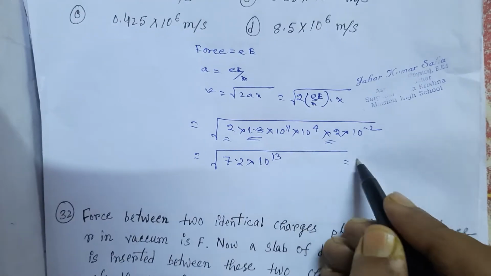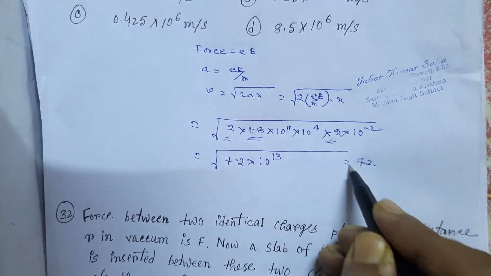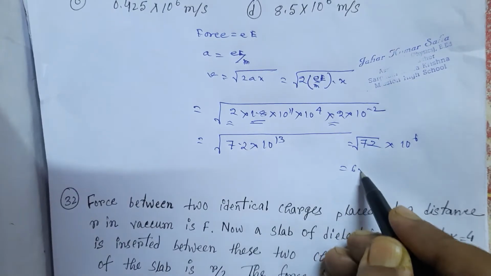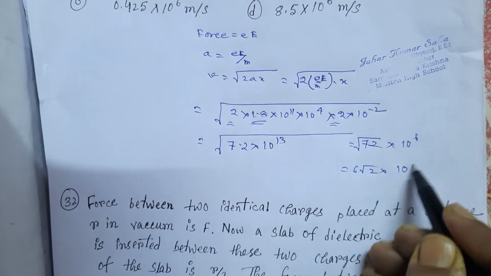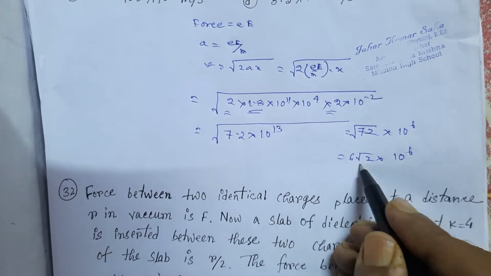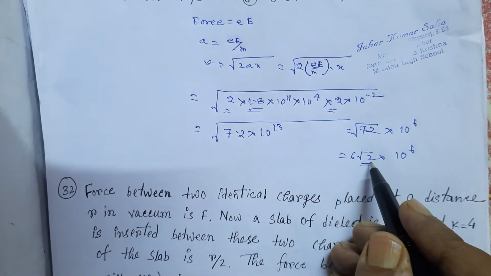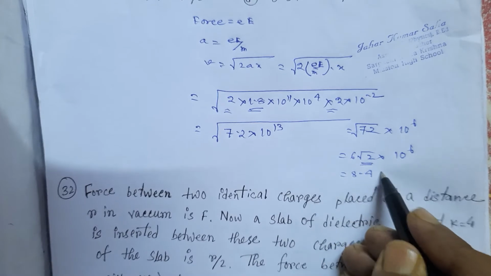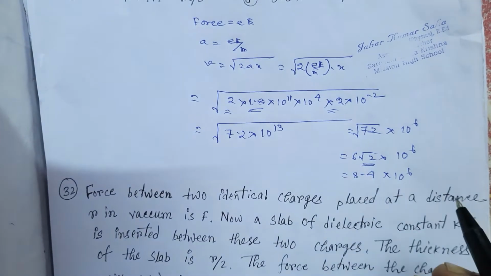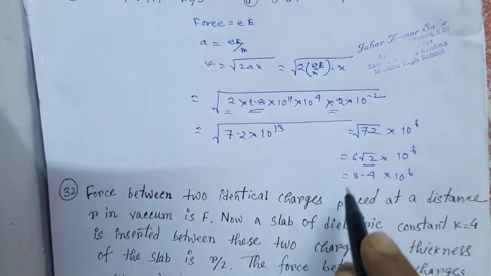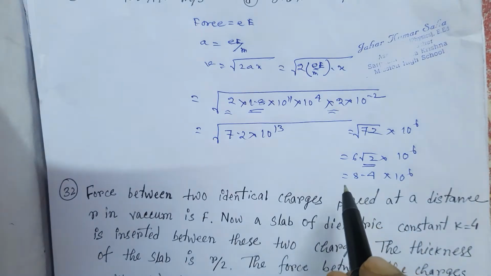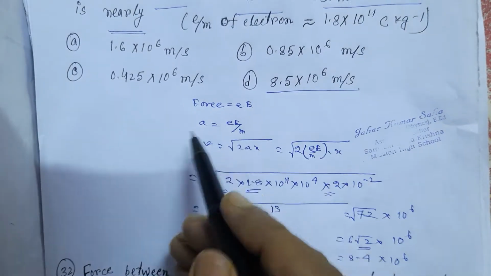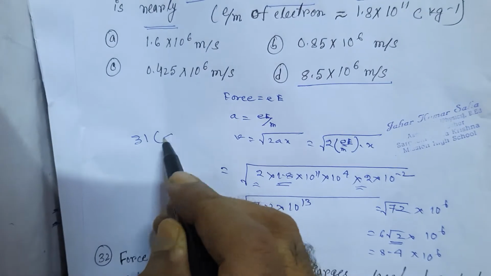So this is 72, root 72 into 10 to the power 6, that is 6 root 2 into 10 to the power 6. Root 2 means 1.4. So that is 8.4 into 10 to the power 6, nearly 8.5 into 10 to the power 6. So D is our correct choice. So the correct choice to the question number 31 is D.